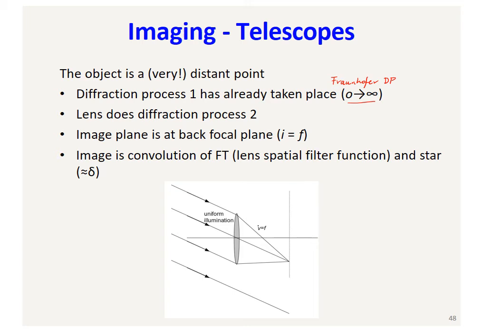And so in this diagram down below, you can see here plane waves from our infinitely distant object arriving on our lens. We know that when plane waves arrive on a lens, the lens converts them to spherical waves, which will converge to a point, a focused point, at the back focal plane. So our image plane is also going to be our back focal plane.